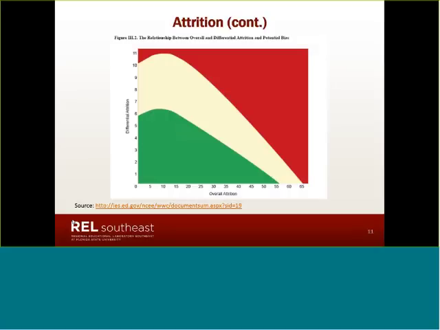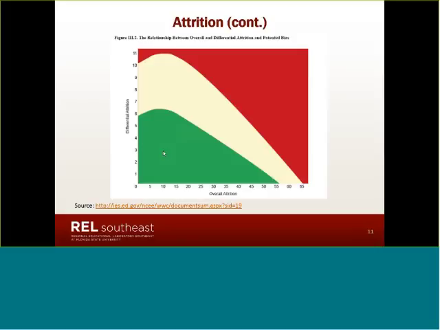So for a study in the green area, as I mentioned, attrition is expected to result in an acceptable level of bias even under the conservative assumptions, because you've got your overall attrition and then your differential attrition. And so all of the combinations of overall and differential in this green boundary indicate low attrition. But for a study in the red area, attrition is expected to result in an unacceptable level of bias even under the liberal assumptions.